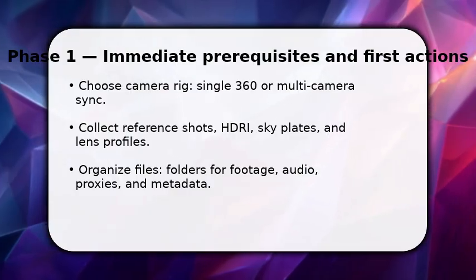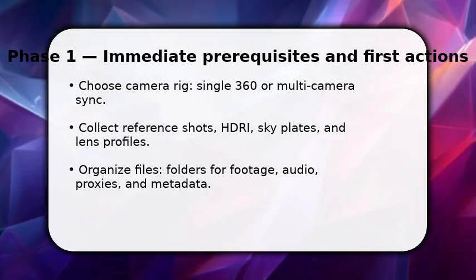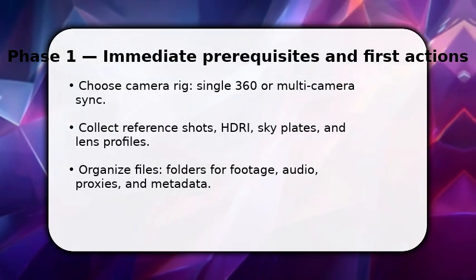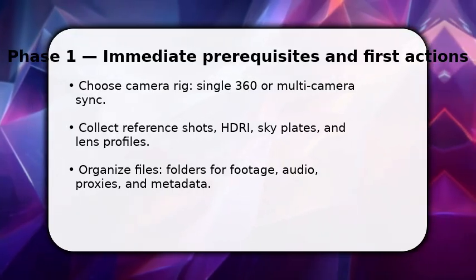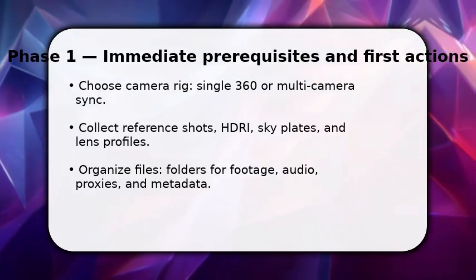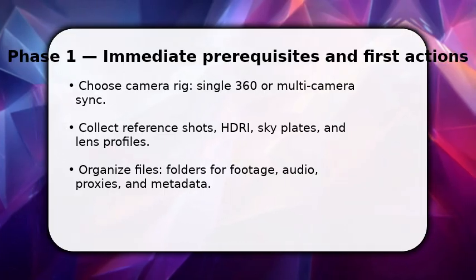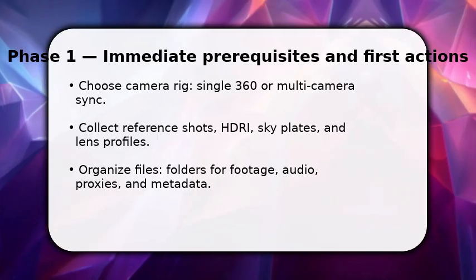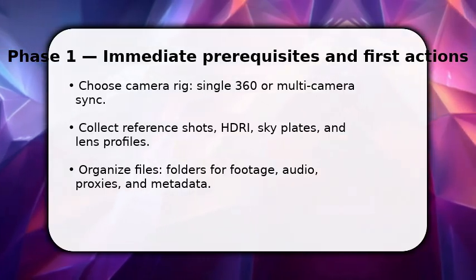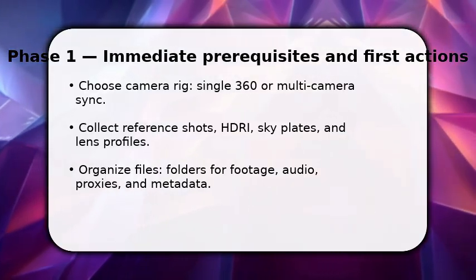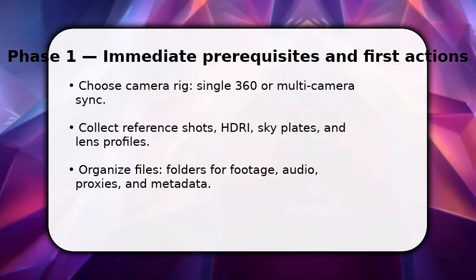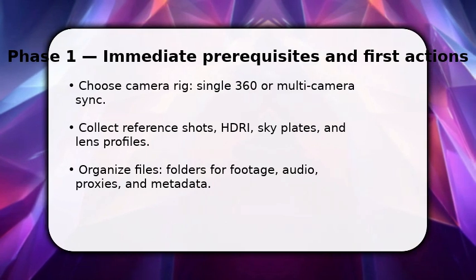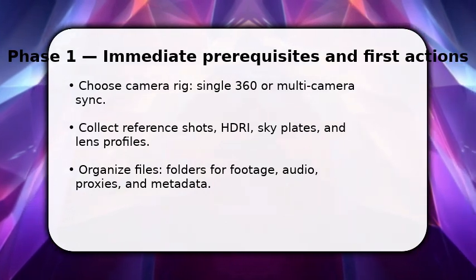You start by assembling assets and capturing footage. Choose a 360 camera or multi-camera rig depending on resolution needs. Once recorded, ingest files into a consistent folder structure and generate proxies for smooth playback. Make sure to capture HDRI sky plates and lens profiles for accurate lighting and stitching. These save hours later. While importing, tag clips with metadata so you can find takes quickly and avoid rework when you move into stitching and editing.